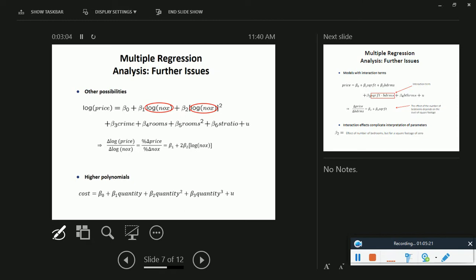There are other possibilities. There could be more quadratic terms like nitrogen dioxide square, there could be room square, there could be cubic terms as well. So these are higher polynomials. We can't just put a square just like that. You have to have a certain logic behind it, like why you are putting a square term or a cubic term there. Usually we add the square terms to capture the diminishing returns, while the increasing returns are captured by the linear term in most cases.